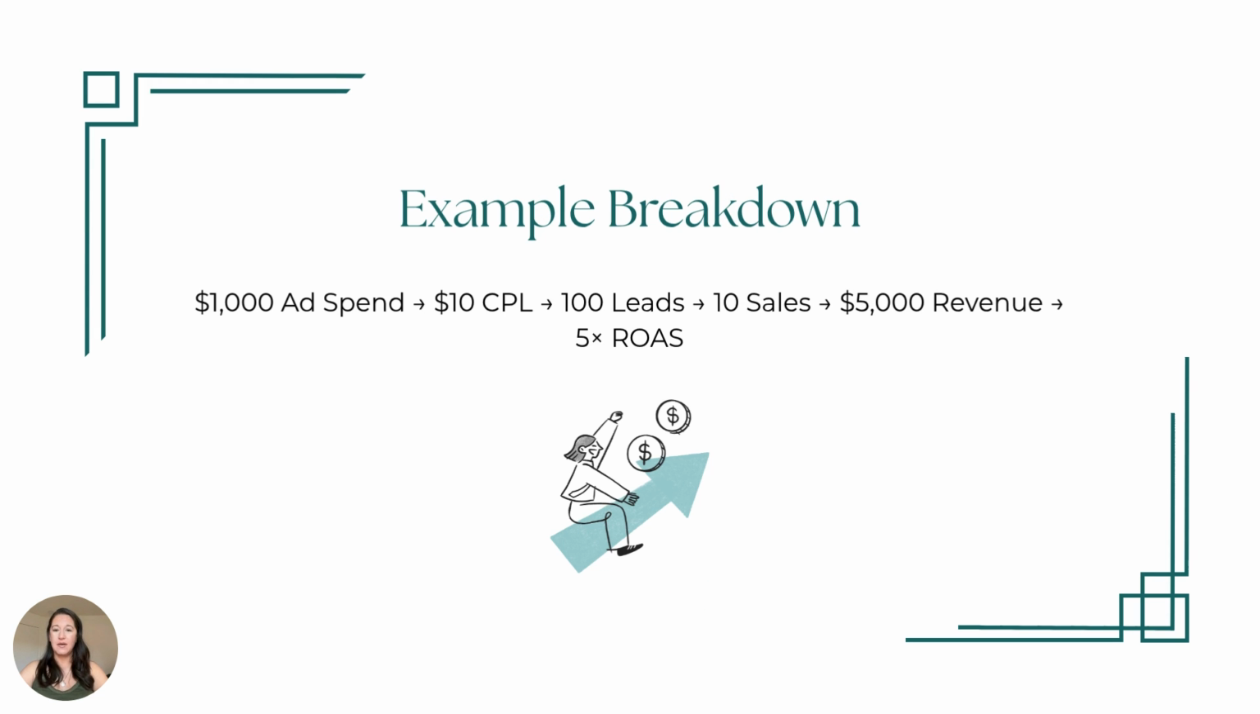Let's walk through that again with real numbers. You spend $1,000, you get 100 leads at $10 each, close 10 at $500, and bring in $5,000. That's a clean 5x ROAS. But here's where most people stop. Don't. Use those results to build your next campaign smarter. Maybe next time you test a second ad set to lower cost per lead to $8. Now your profit margin widens without any extra work.